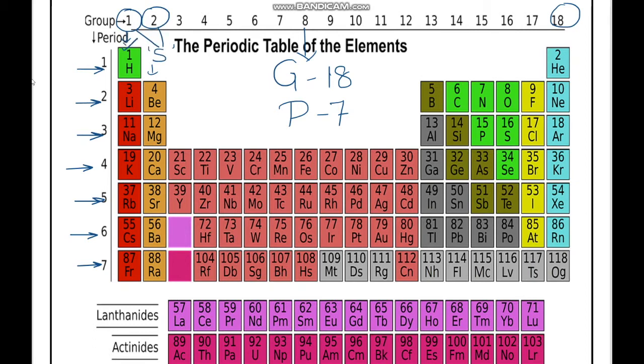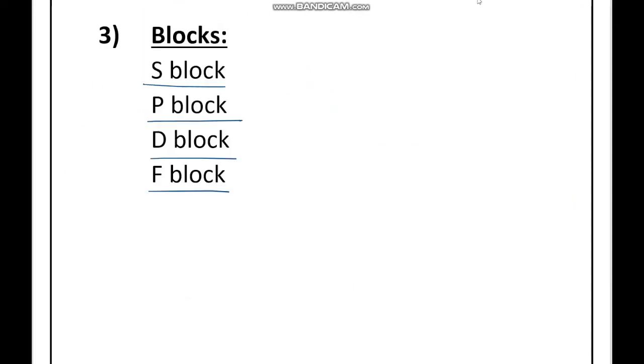So this group, that is group 1, lithium, sodium, potassium, rubidium, cesium, francium, and here group number 2, that is beryllium, magnesium, calcium, strontium, barium, radium. These 2 groups, group 1 and group 2, together they make our S block. When we talk about S block, we say that is group number 1 and group number 2. What is the name of group number 1? Alkali metals. They are known as alkali metals.